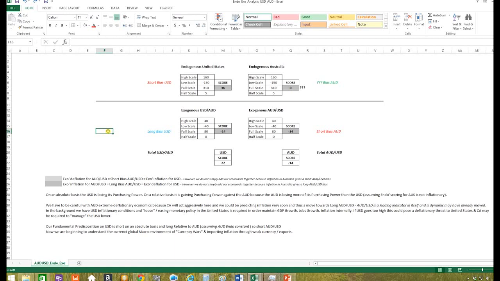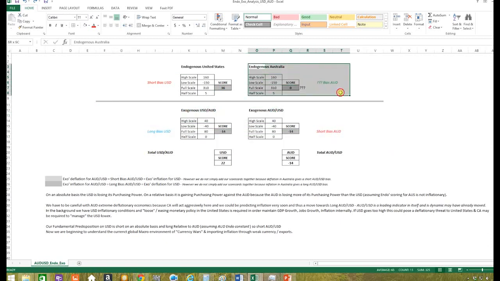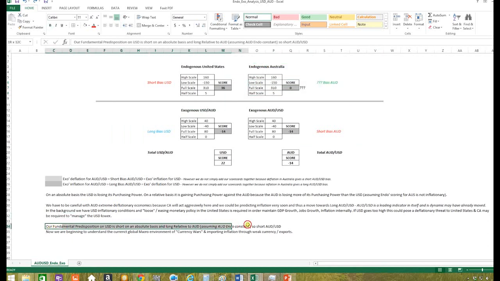Well, we've ended up with a fundamental predisposition on the US dollar that is short on an absolute basis and long relative to the Australian dollar, assuming that the Australian dollar endogenous analysis is constant. So our fundamental predisposition is short Aussie dollar, US dollar.